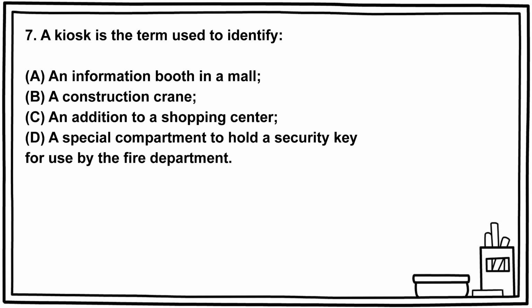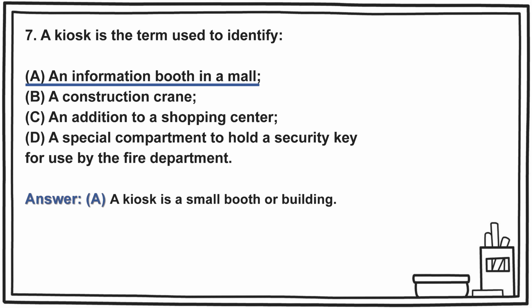7. A kiosk is the term used to identify A. An information booth in a mall. B. A construction crane. C. An addition to a shopping center. D. A special compartment to hold a security key for use by the fire department. Answer: A. A kiosk is a small booth or building.